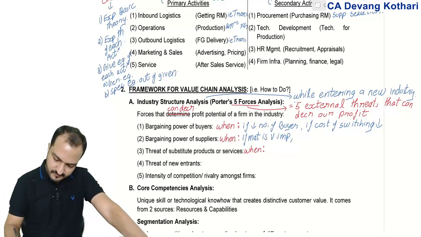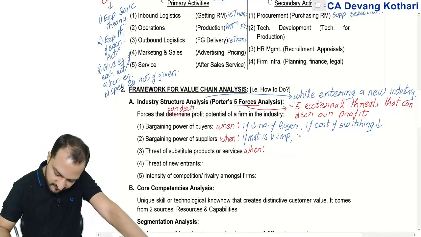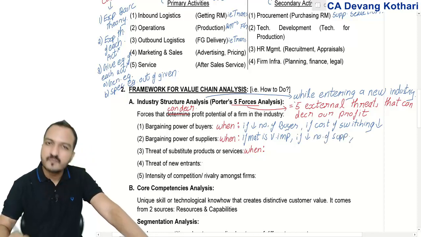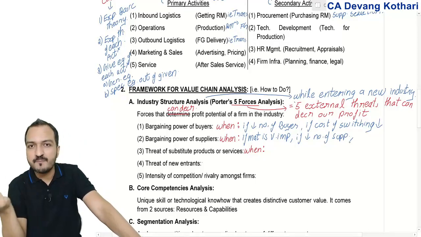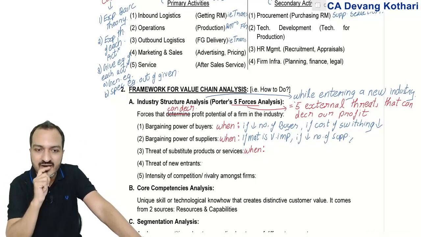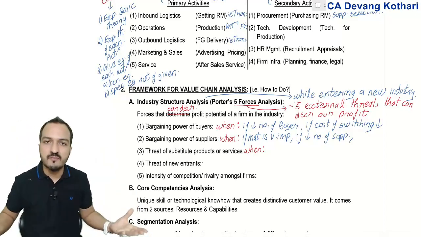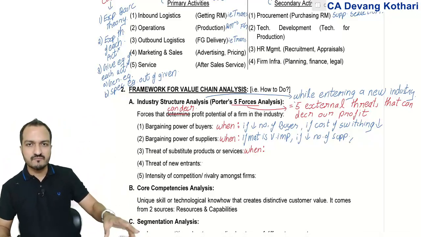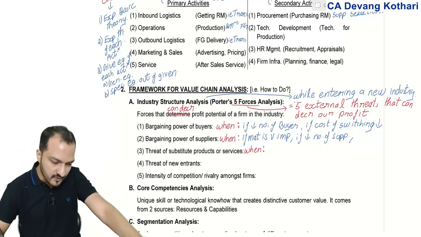So if the material is important, then the supplier will have more bargaining power. Or if there are a smaller number of suppliers, if there are very few suppliers supplying that product, then again the supplier will have more bargaining power, right? You are getting material from a supplier, but there is only this one supplier available, so there is a supplier monopoly. If there is a supplier monopoly, then you will have to pay whatever price he charges. Yeah, the supplier will have more bargaining power in that case.